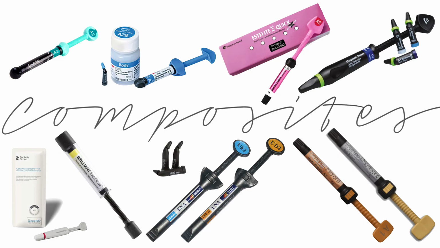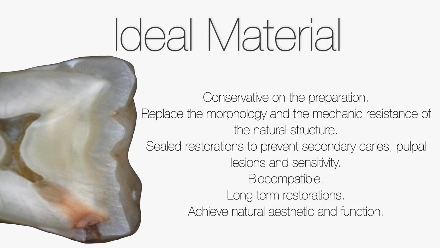Leaving behind the adhesive part, let's go into the materials, into the composites. We know that the composite is actually the ideal material because we can be conservative on the preparation. We can replace the morphology and the mechanical resistance of the natural structure. We have sealed restorations to prevent secondary caries, pulpal reactions, and sensitivity, it is biocompatible. We can do long-term restorations. We can achieve natural aesthetics and function.